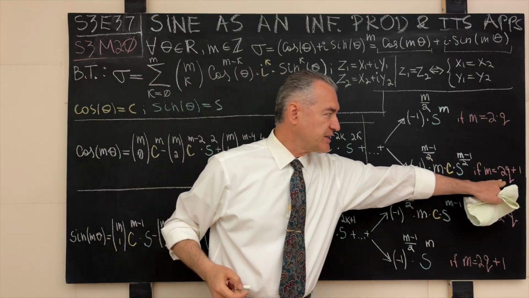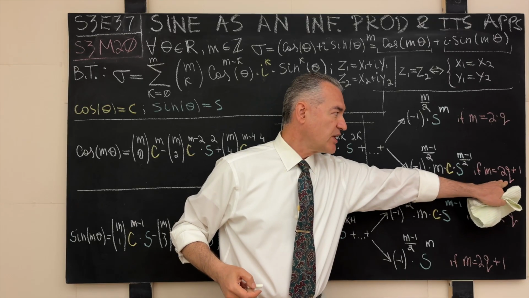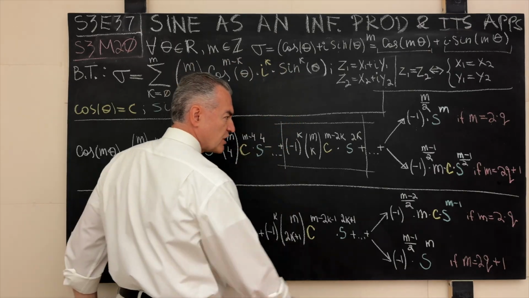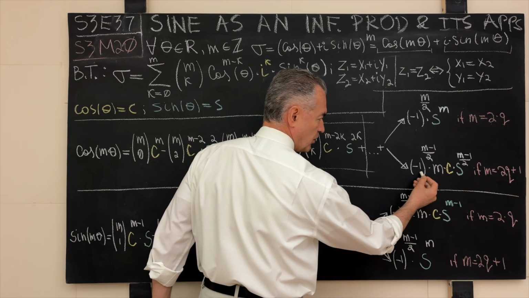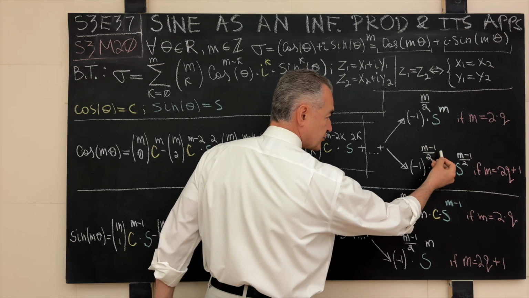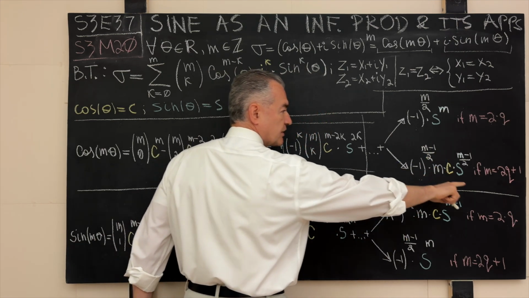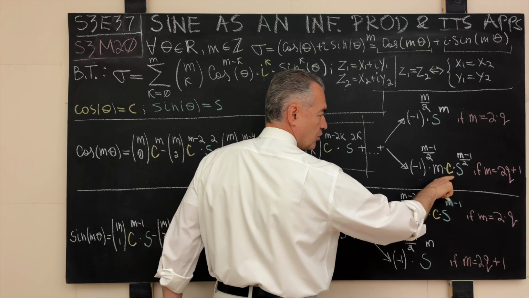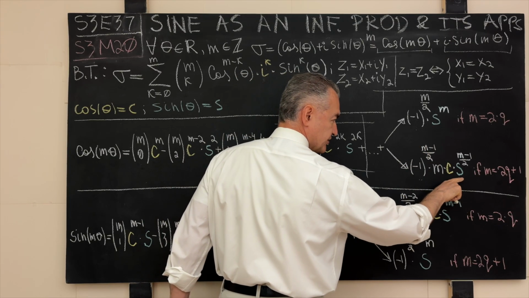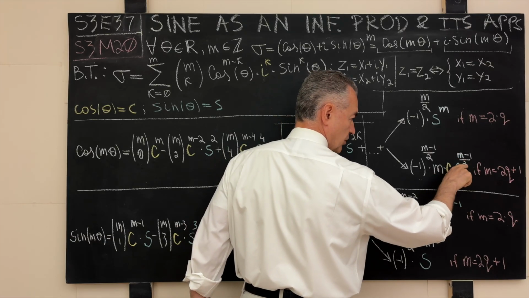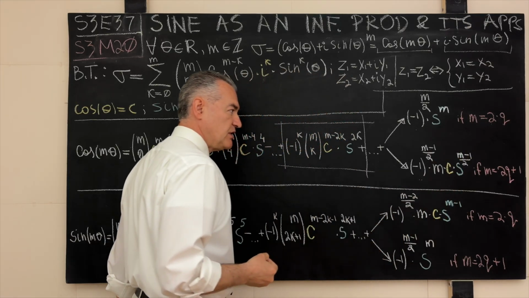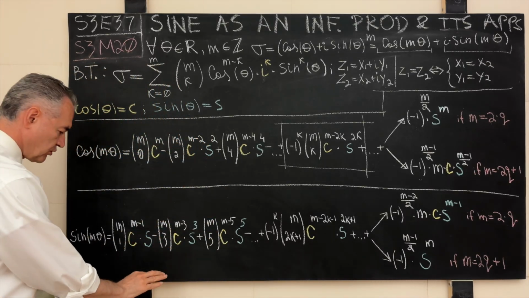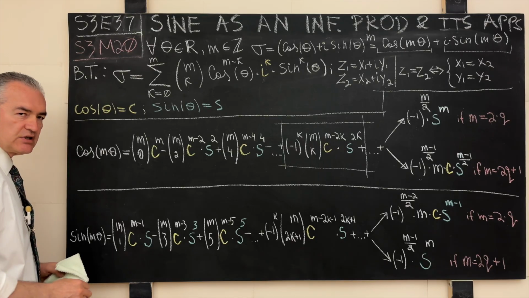Now, when m is odd, representable as 2q plus 1, then the structure of the last term will be the following: minus 1 raised to the power of m minus 1 over 2. M minus 1 in this case is guaranteed to be even, divisible by 2, and then we have m, cosine raised to the first power and sine raised to the power of m minus 1 over 2 again. This number will be an integer. So this takes care of cosine. And now let's talk about the sine.